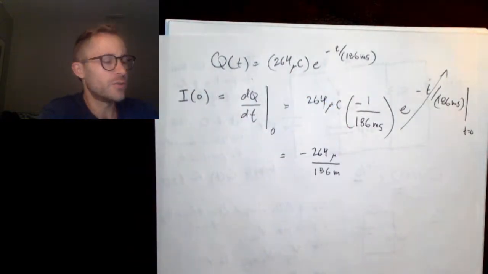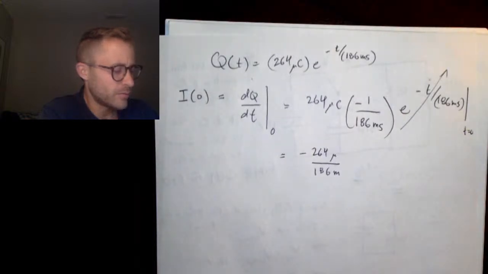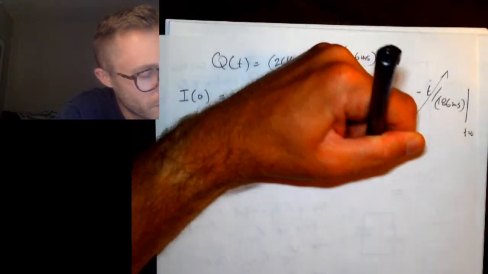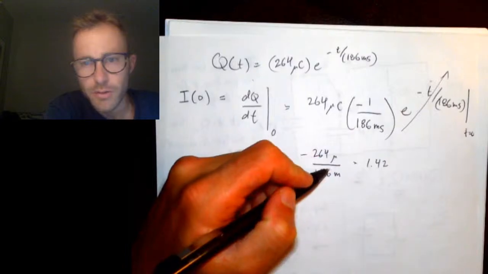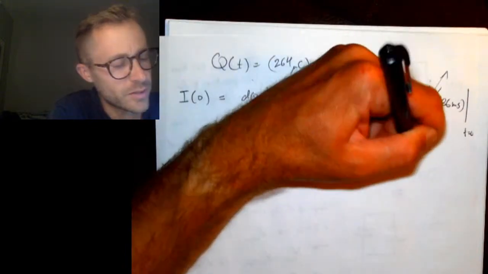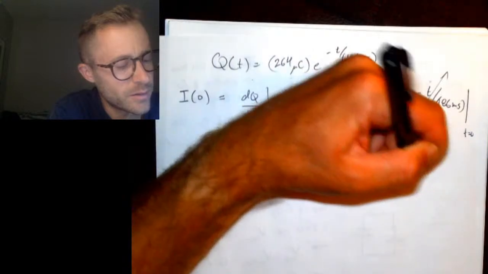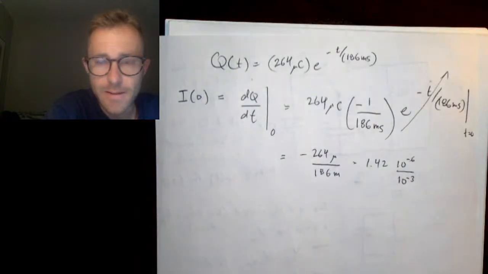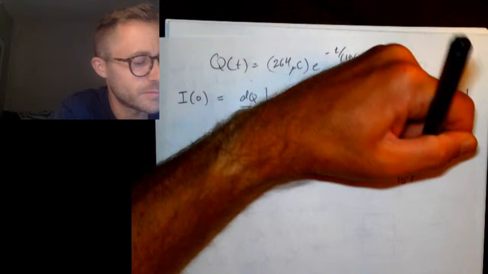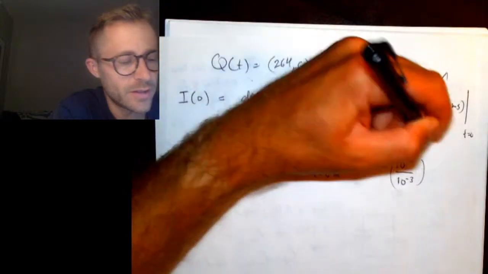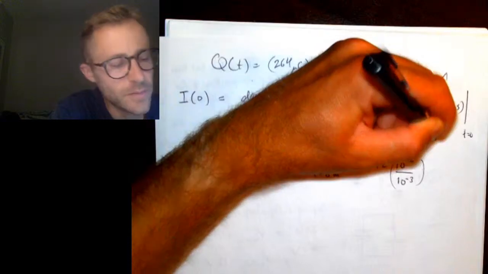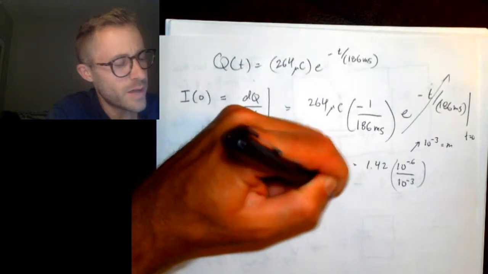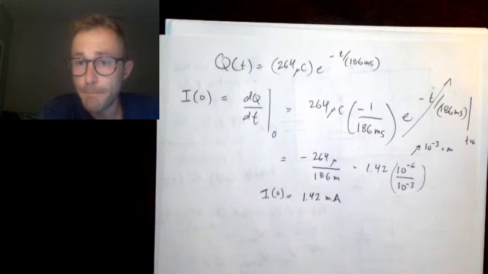All right? So 264 divided by 186 is 1.42. And then a micro divided by a milli, well, that's 10 to the minus 6 divided by 10 to the minus 3, which is 10 to the minus 3. So this is 10 to the minus 3, which is a milli. So the answer is 1.42 milliamps is the current at time 0. Okay.